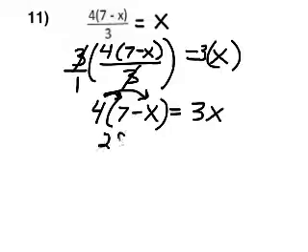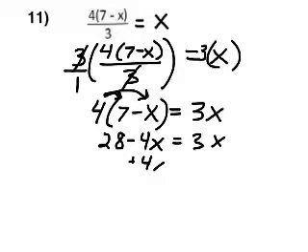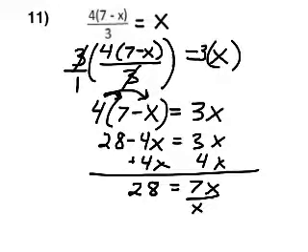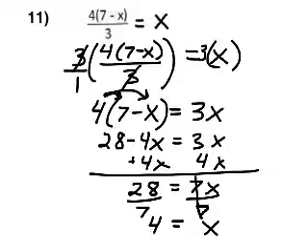Okay, let's do our distribution. 4 times 7 is 28 minus 4x equals 3x. Add 4x to both sides. We get 28 equals 7x. To get our x alone, just x. Whoops, we don't want to divide by x. We want to divide by 7. Divide by 7. That becomes just plain old x. 28 divided by 7 is 4. So x equals 4. Again, stick the 4 in and check. Make sure we did it right.